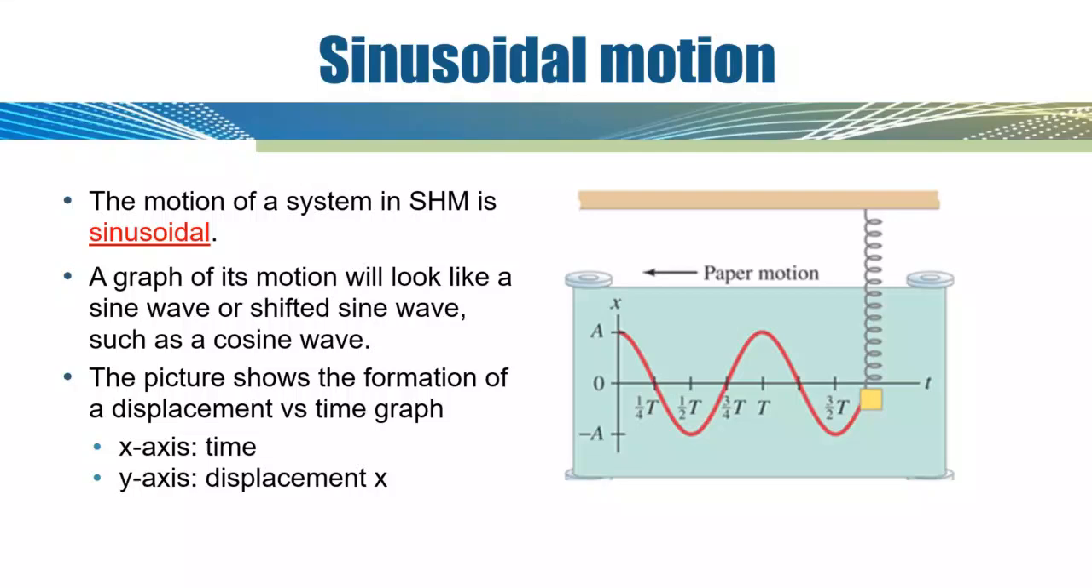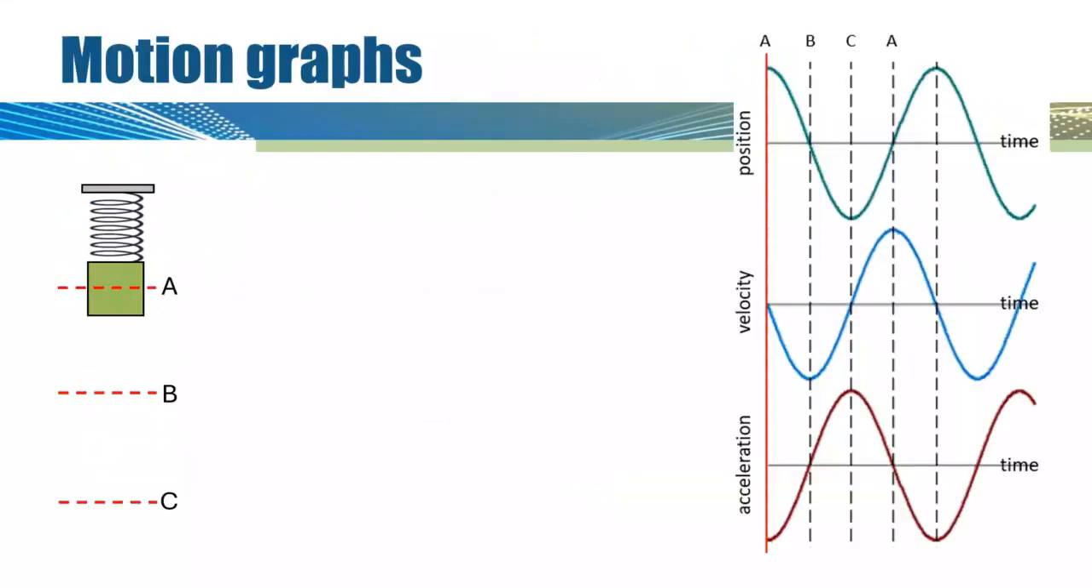We can also see from the graph that the system was initially compressed to set it into oscillation, and that the period, capital T, is the time for one complete oscillation. It can be a little confusing that the variable x is graphed on the y-axis of the resulting displacement graph. To sketch the corresponding motion graphs, just think through each position.